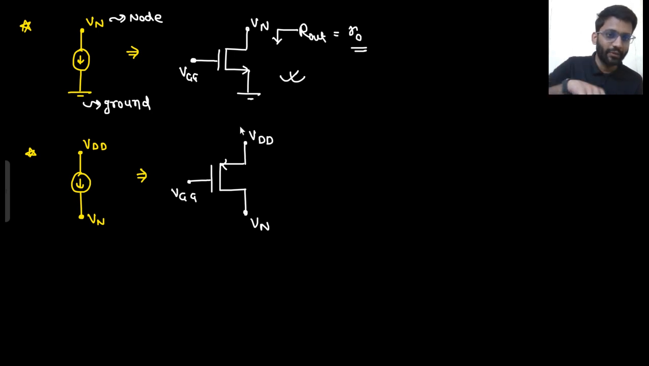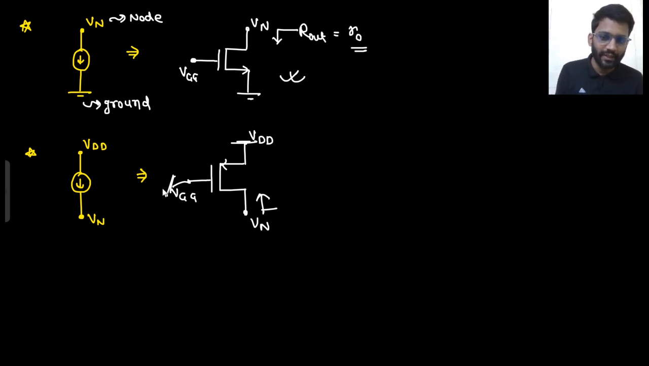So you will see the impedance from a node, not from here, because VDD will be shorted. If you do the small signal analysis, this VDD will be shorted, this VGG will be shorted. You need to see the impedance from here. So VSG is gone. That means this MOS will be replaced with open circuit. So from VN to ground, you only see R0.